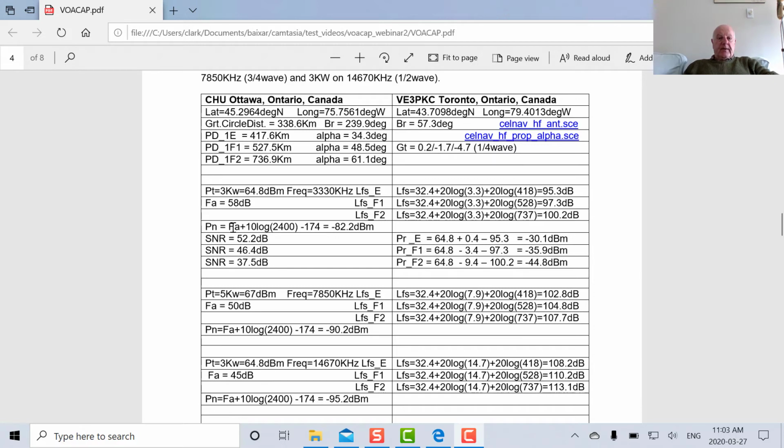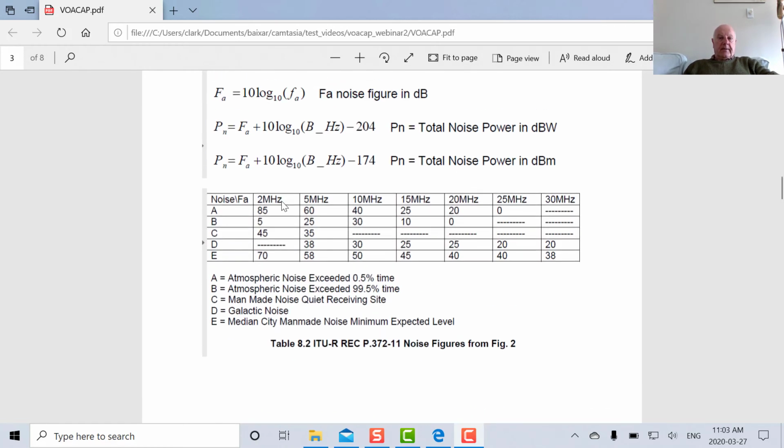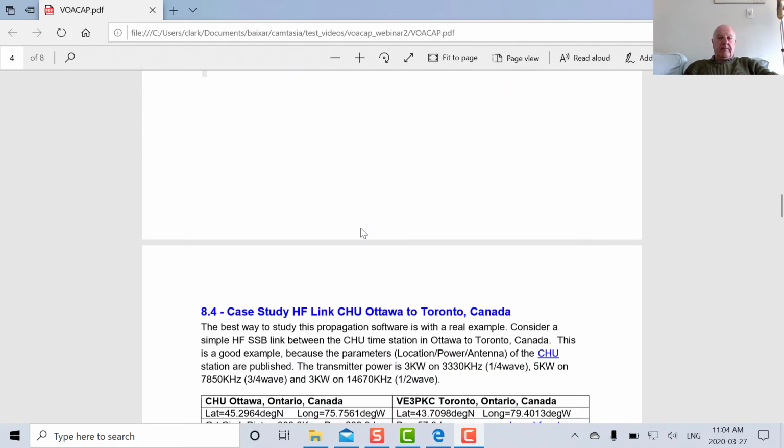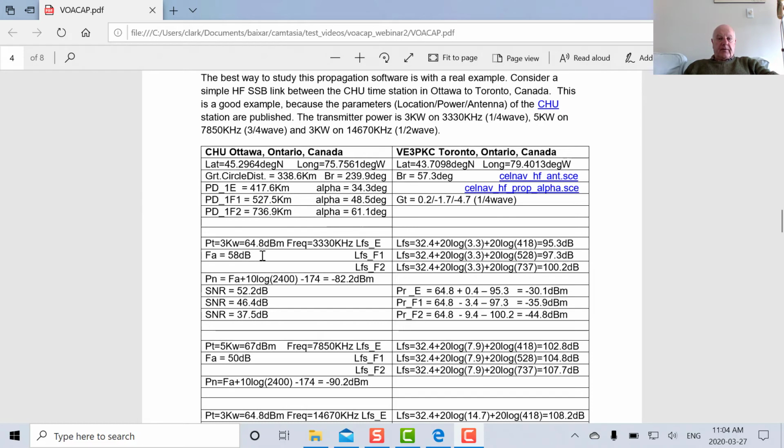Here's my noise power. I'm using a noise figure of 58 for the 3.3 megahertz. So if I look at the table, the closest frequency is 5 megahertz, and the biggest noise would be, let's go to that table again. So 3.3 is closest to 5, and E is the biggest value down here. So that's typically what you see in a city, so that's 58 dB. So that's where that comes from. So I can determine my noise, and these are my received signal levels.